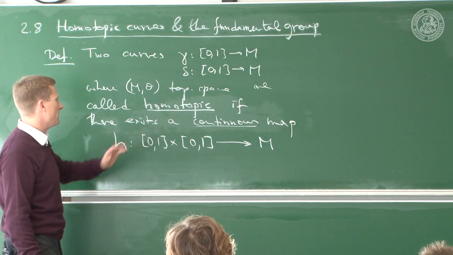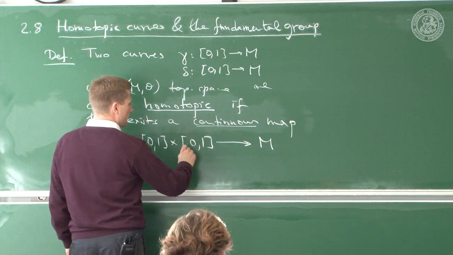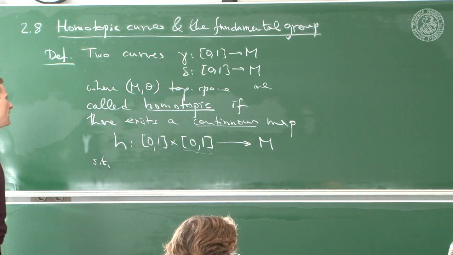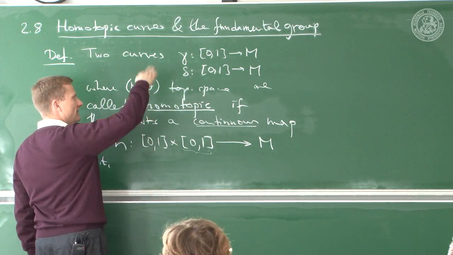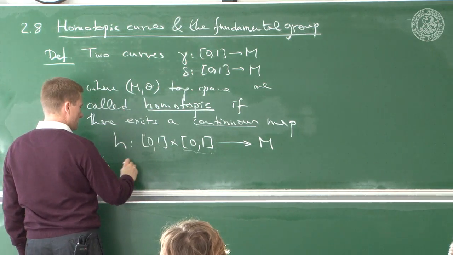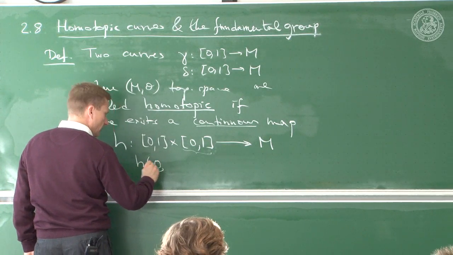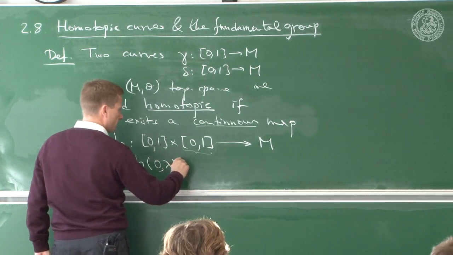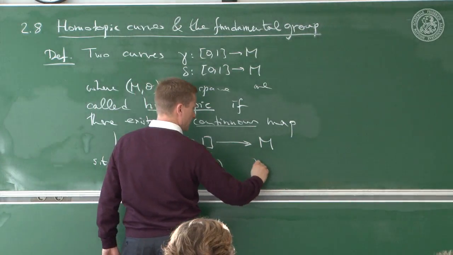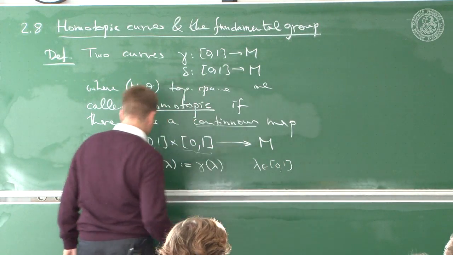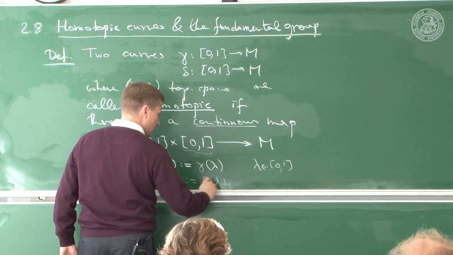If there exists a continuous map H from [0, 1] times [0, 1] to M such that, you can think of this parameter as still being the parameter that was here for the individual curves, and the other parameter as one that interpolates between the curves, so more precisely such that H of 0, lambda simply reproduces the curve gamma for lambda in [0, 1], and H of 1, lambda reproduces the curve delta of lambda.